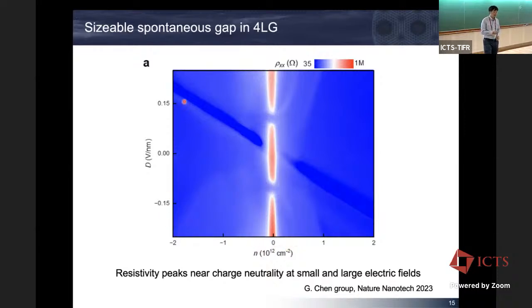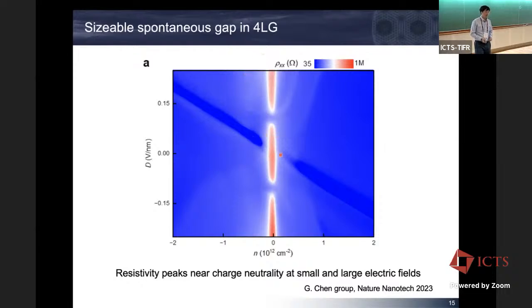The y-axis is the electric field, and the x-axis is the carrier density. Those red spots represent peaks in the resistivity, showing insulating-like behavior near the charge neutrality when we have very small electric fields or very large electric fields. This large electric field regime can be understood from the layer inversion symmetry breaking that we discussed previously. When we have a sufficiently large electric field, we open up a band gap in the system, and the system becomes naturally insulating.